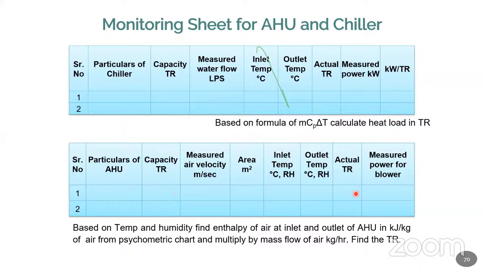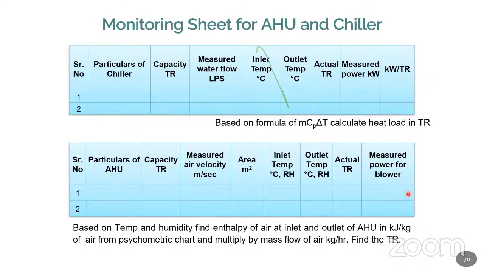And similarly for your AHU and other parameters, the same thing: AHU value, and what is the TR capacity or CFM capacity of the AHU. Then what is the measured air velocity, what is the area it is covering, what is the inlet temperature and what is the outlet temperature, what is the actual TR, and what is the power taken by the motor. This is for AHU measurement or FCU measurement.